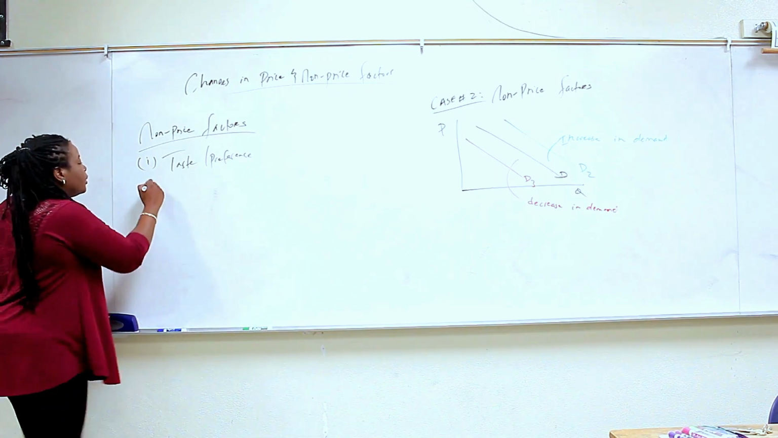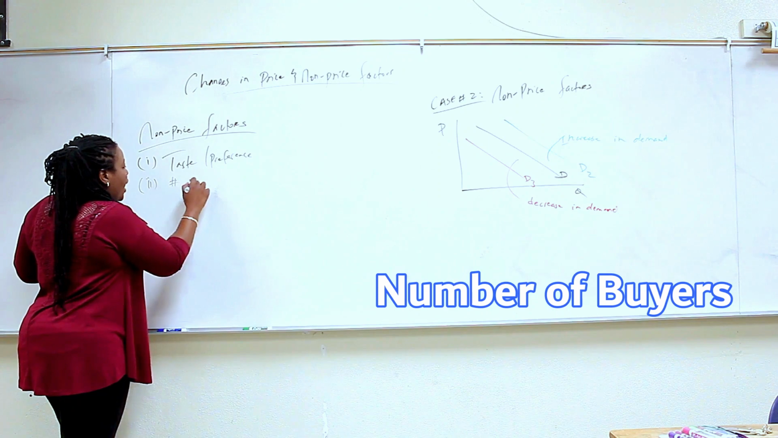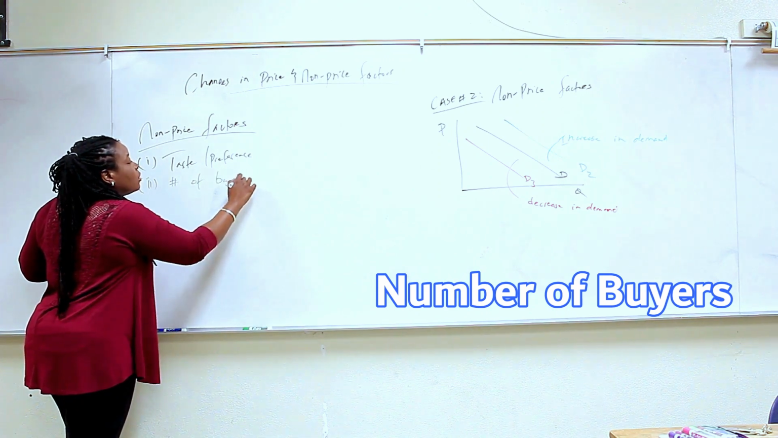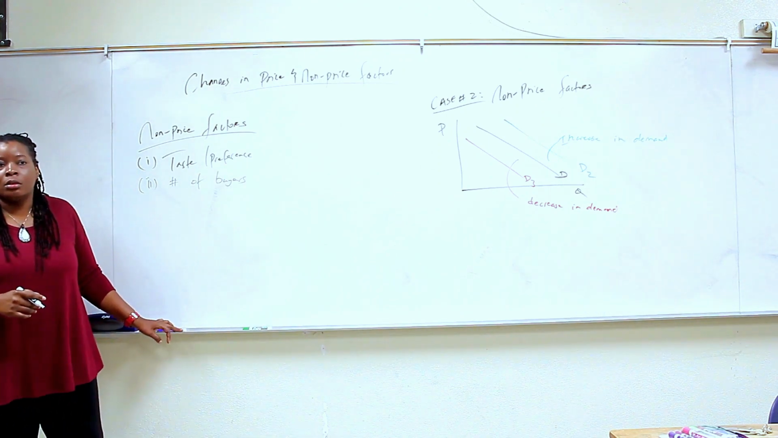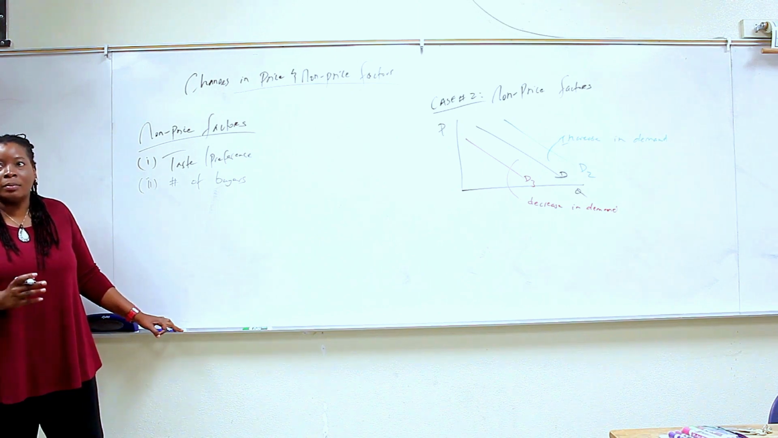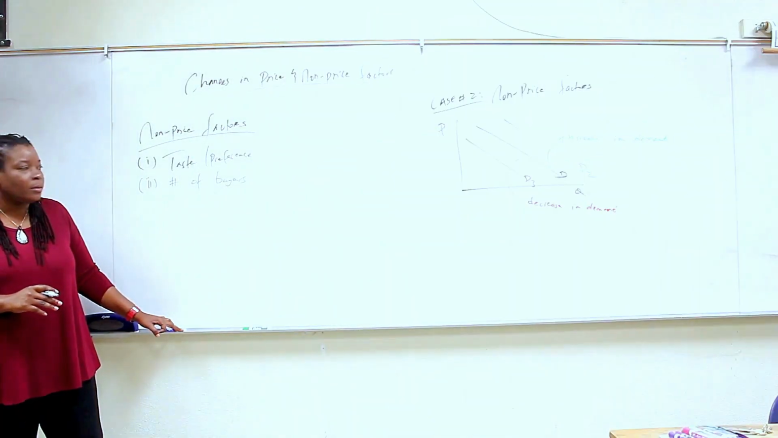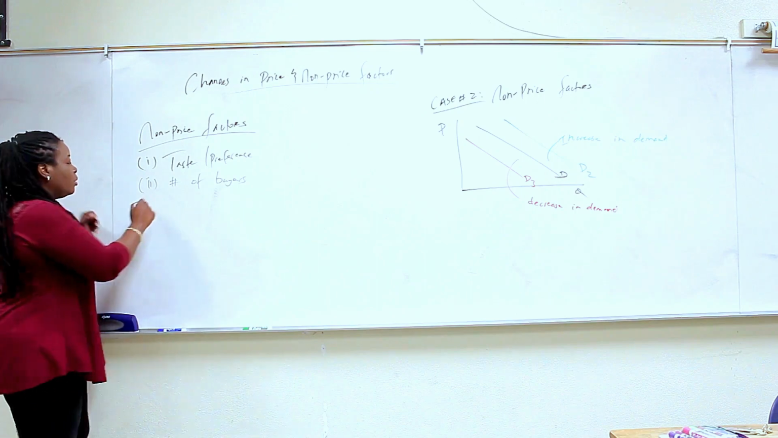What was the second one? Number of buyers. This is fairly simple. More buyers, shift to the right. Fewer buyers, shift to the left. And what was the third one?